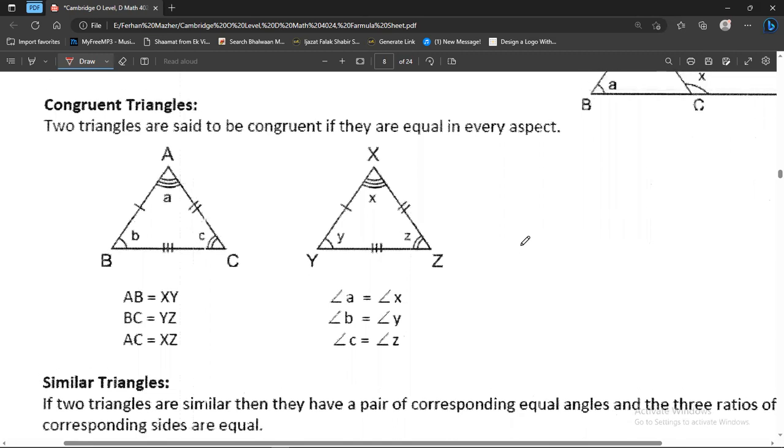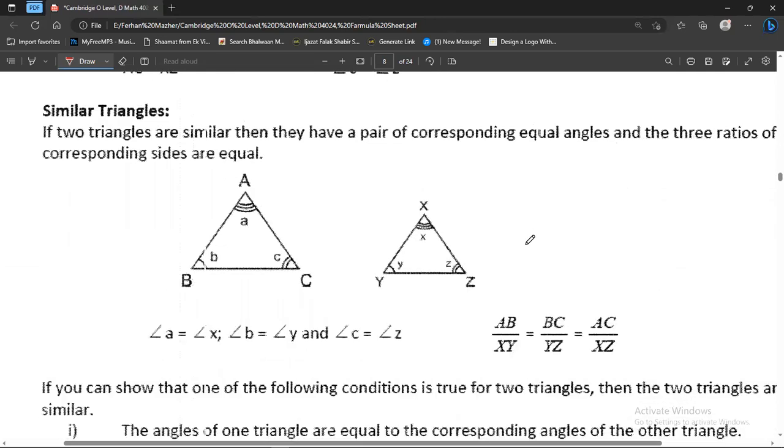Two triangles are said to be congruent if they are equal in every aspect. All their three sides are equal to each other, and all their three angles are equal to each other. Here, the AB side will be equal to the XY side, BC side will be equal to the YZ side, the AC side will be equal to the XZ side. Angle A will be equal to angle X, angle B will be equal to angle Y, angle C will be equal to angle Z.